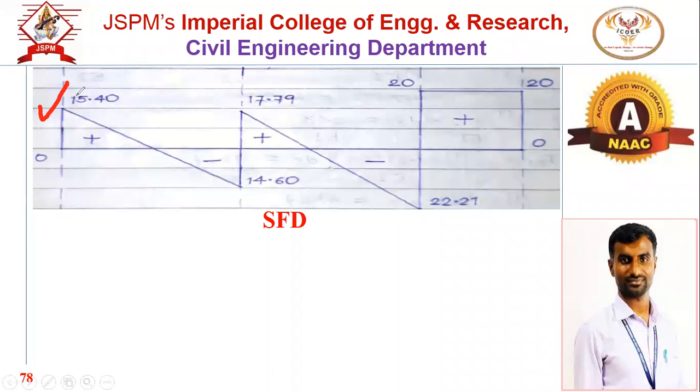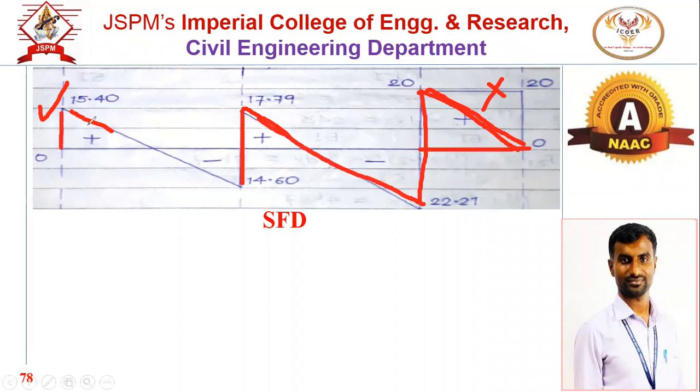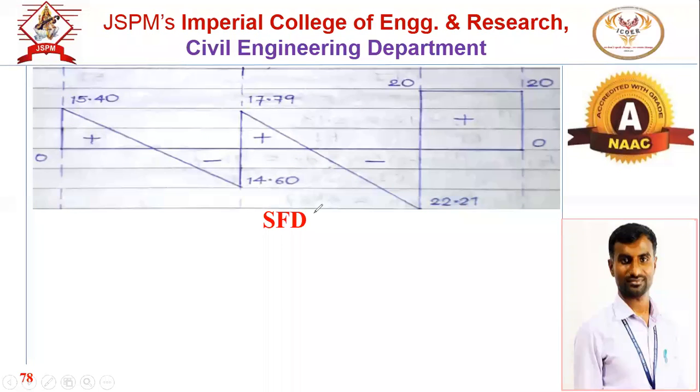This reaction: UDL is there on AB, BC and CD, so that's why it is an inclined straight line. For the CD span also there is a UDL, so this will not be a rectangle. This will be a triangle. This is wrong. This is the triangle. So this is the SFD. We will have a separate session on how to draw the SFD and BMD. So just get the values of the support reactions and support moment at B.